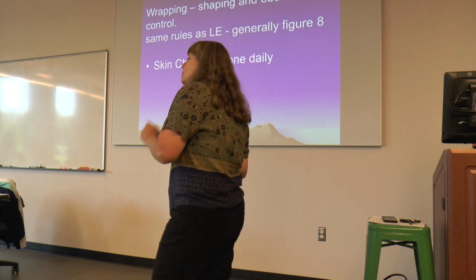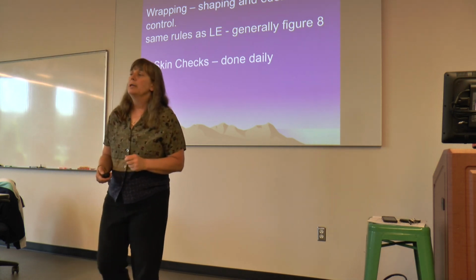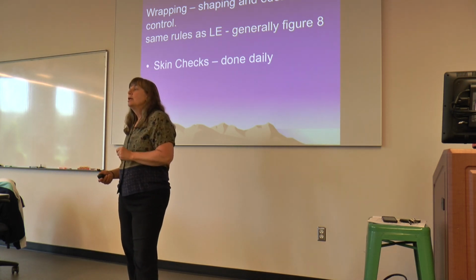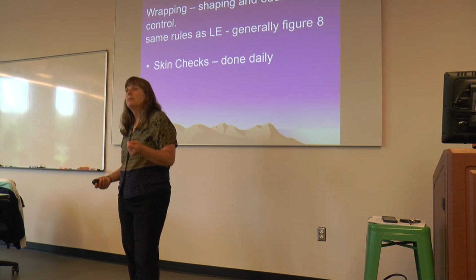Wrapping is no different than the lower extremity. The rules are the same, as far as not doing any circumferential wrapping. You still need to check the skin daily because if they get blisters on the residual limb, they can't wear the prosthesis.